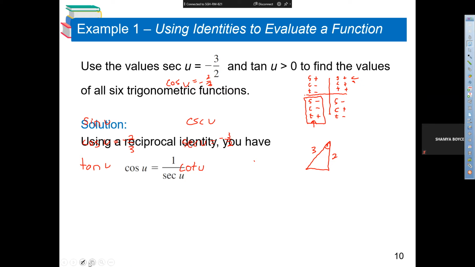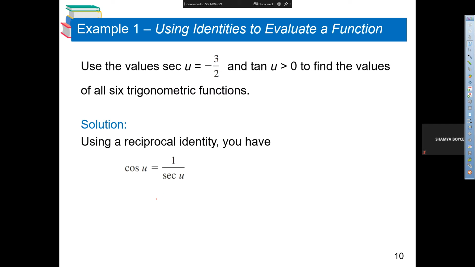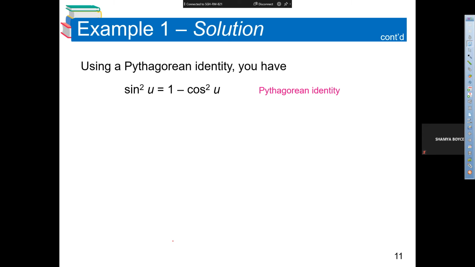Let me clear this off. Let's step through, but that's where they're going with this, I do believe. Can I erase? Erase all ink. Okay. So using the reciprocal identity, cosine of u equals 1 over the secant, they're inverses, we know that the cosine is negative 2 over 3. So we had gone there. So let's step through and see how they do.